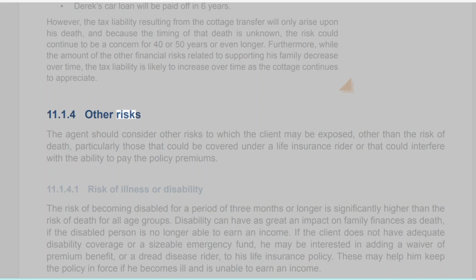1.1.4 Other risks. The agent should consider other risks to which the client may be exposed, other than the risk of death, particularly those that could be covered under a life insurance rider or that could interfere with the ability to pay the policy premiums.